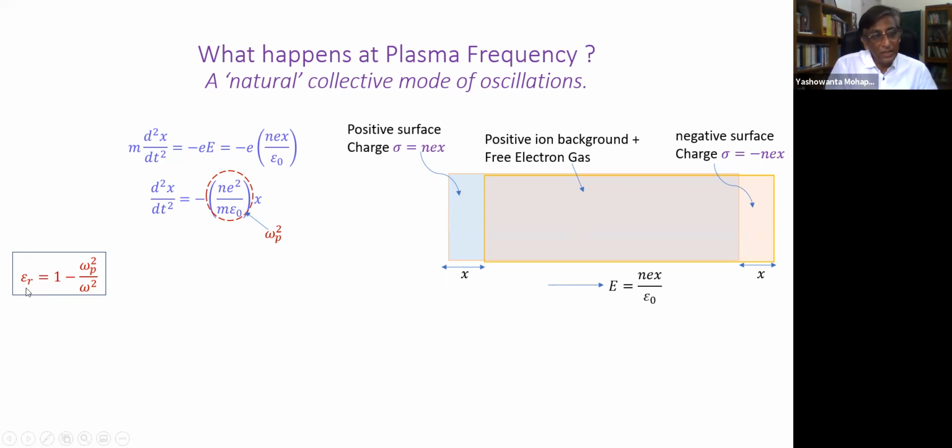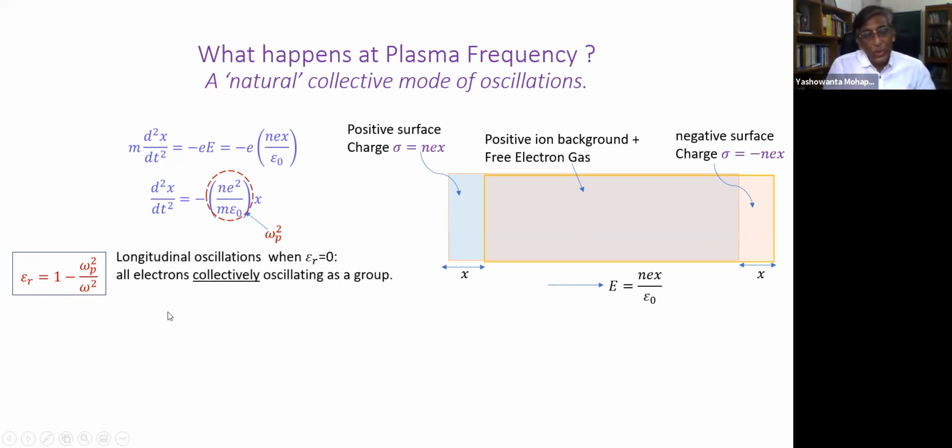And then the relative permittivity goes as 1 minus omega p square by omega square. This is the kind of mechanism I want you to have in mind. What has happened is epsilon r has gone to 0 at that point, and that is actually a theorem: whenever that happens, the medium supports longitudinal oscillations. In whichever medium, epsilon r is a response function, and if that response function goes to 0, then the medium can support longitudinal oscillations. So there is a collective oscillation as a group, and that's why it is called plasma.